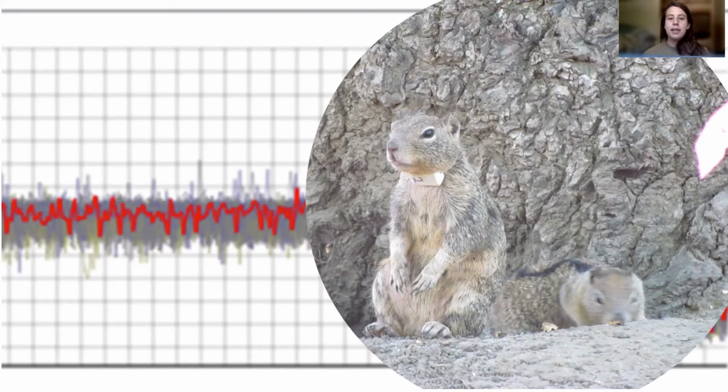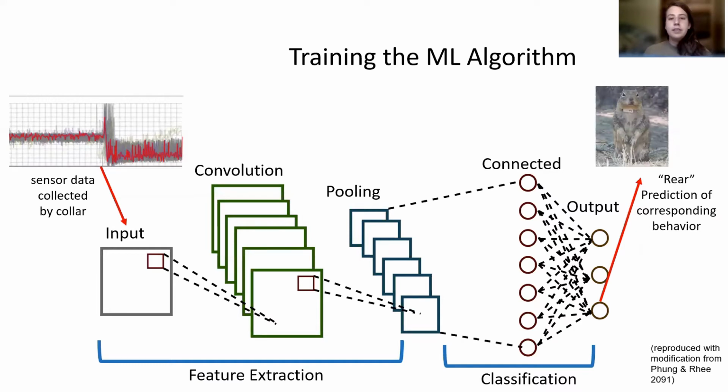And so here our goal is to use machine learning algorithms to take the accelerometer data, which looks a lot like what's seen here in red, and tell us what the squirrel is doing. So translate those graphs to an actual behavior, like we see here, like the squirrel is sitting. And to do this, we used supervised machine learning algorithms.